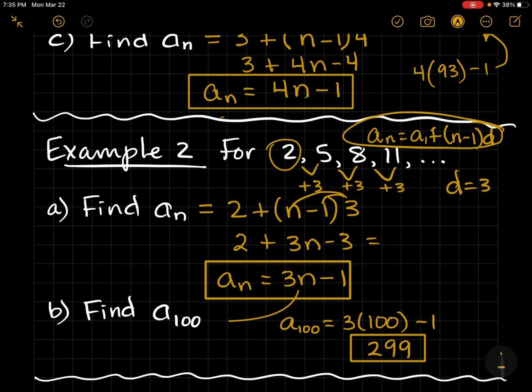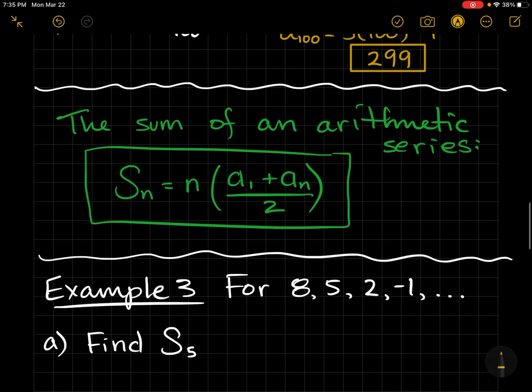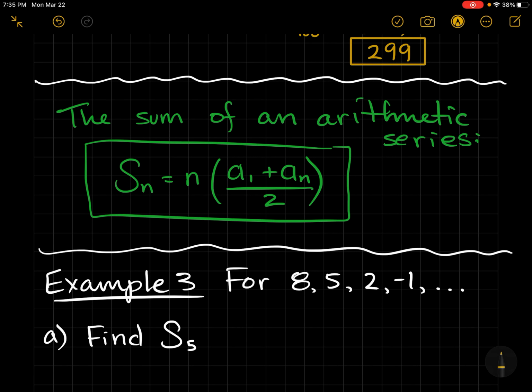All righty. Now, let's talk about series. We've looked only at sequences. Let's see what it means to be a series and to have a sum.